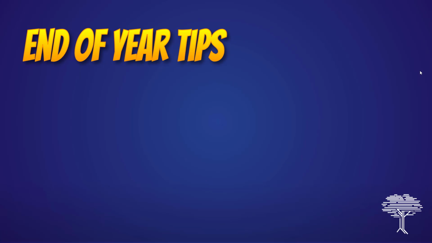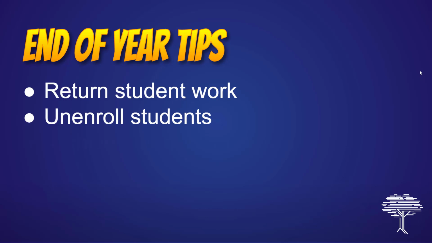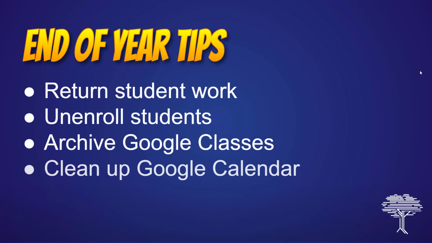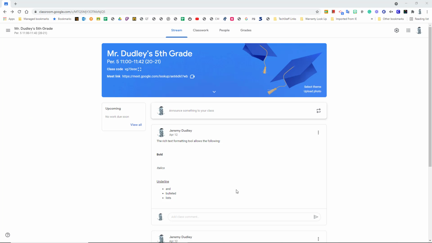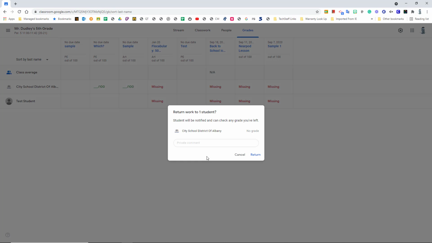In this video, we'll go over each of the following tips as they pertain to Google Classroom, Google Calendar, and Google Drive. Alright, first let's return student work so they have ownership of their files again and you don't see requests for access in the future. All you have to do is go to the gradebook, choose an assignment, click on the three dots, and then return all. And that will return the files to those students.